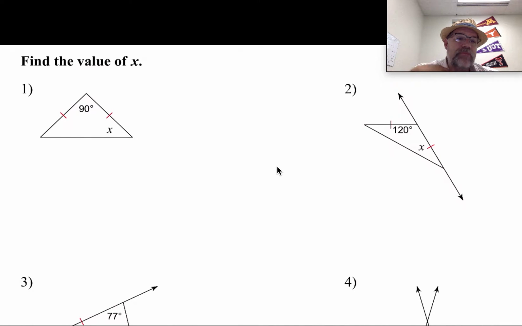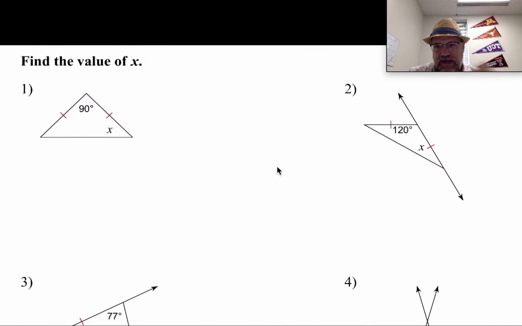So I'm going to go over all the questions, and hopefully answer all the questions you might have. Great, so let's look at the first one. We're finding the value of x, so we're looking for x's value given this information. Looking at this picture, I can see that we have an isosceles triangle because two of the three sides are congruent. And so that tells me that the two base angles are congruent.